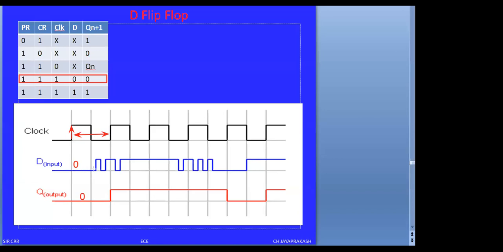In between, the d value is changing between 0 to 1 and 1 to 0. చూడండి 0 to 1 చేంజ్ అయిందండి. The d value is changed from 0 to 1 here, again from 1 to 0 and again 0 to 1. And continuously the d input is modified, 0 to 1, 1 to 0. But this is not reflected in the output. If you observe here, these changes in the input are not reflected in the output.